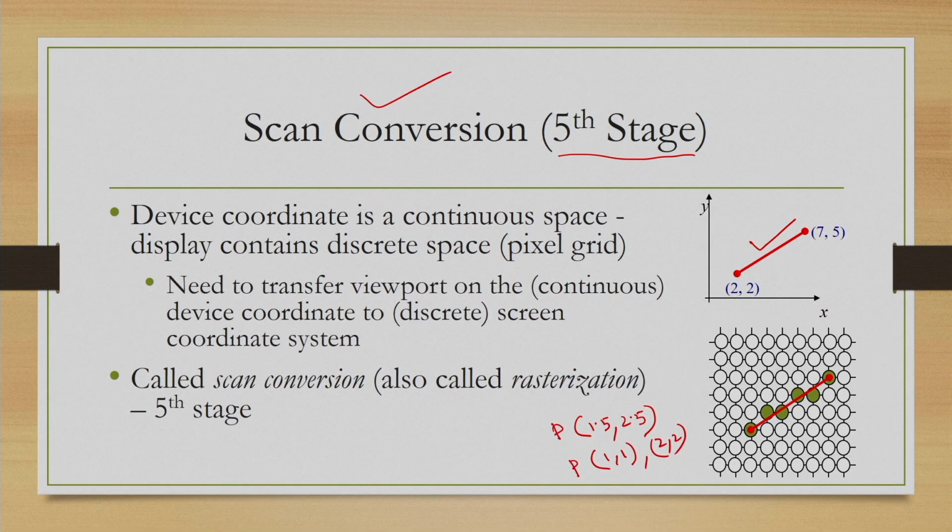For example, consider this line shown here. The endpoints are 2, 2 and 7, 5. Now, all the intermediate points may not have integer coordinate values, but in the final display, in the actual display, we can have pixels, these circles only at integer coordinate values. So, we have to map these non-integer coordinates to integer coordinates. That mapping is the job of this fifth stage or scan conversion stage, which is also called rasterization.